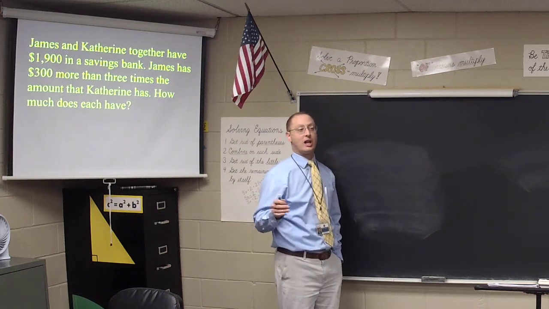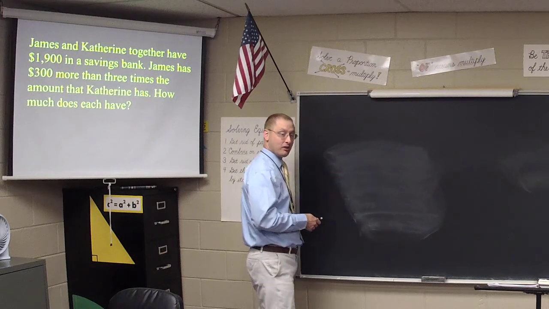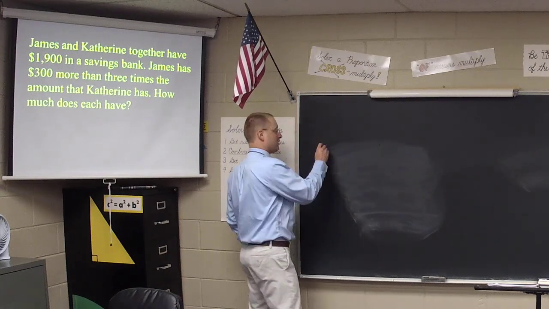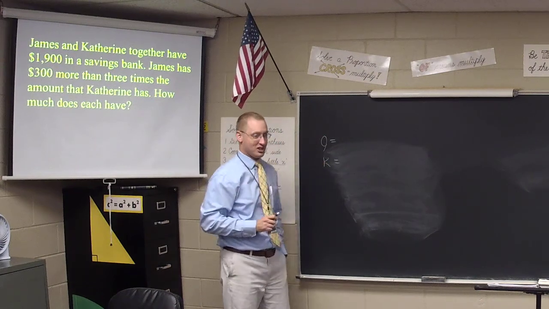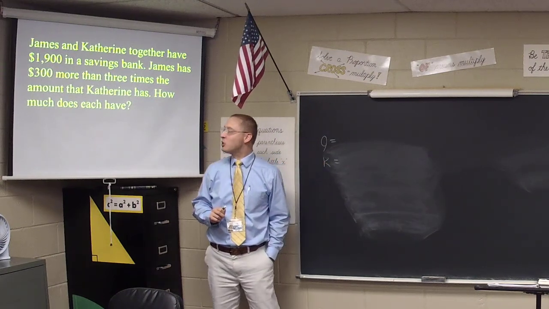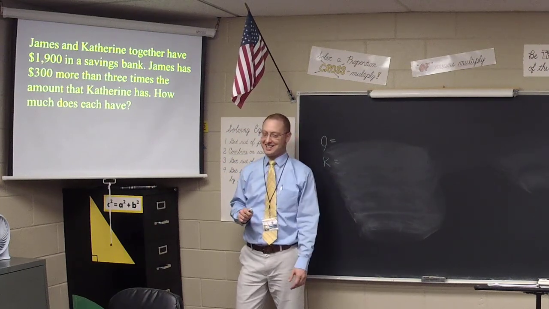But we know in order to solve the word problem, we always start by finding, class, how many unknowns. Lana? 2. And they are? J and K. They really are J and K. And who gets to be X here, Lana?